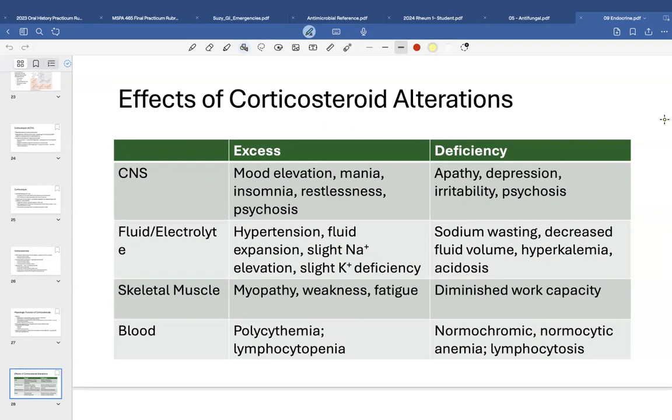In skeletal muscle, corticosteroids can, in excess, cause myopathy, weakness, and fatigue, and likewise in deficiency can cause limited muscle function. You also know that corticosteroids can tend to bump the white blood cells in particular, and also affect some of the other cell lines, but deficient corticosteroids can lead to anemia and psychosis as well.